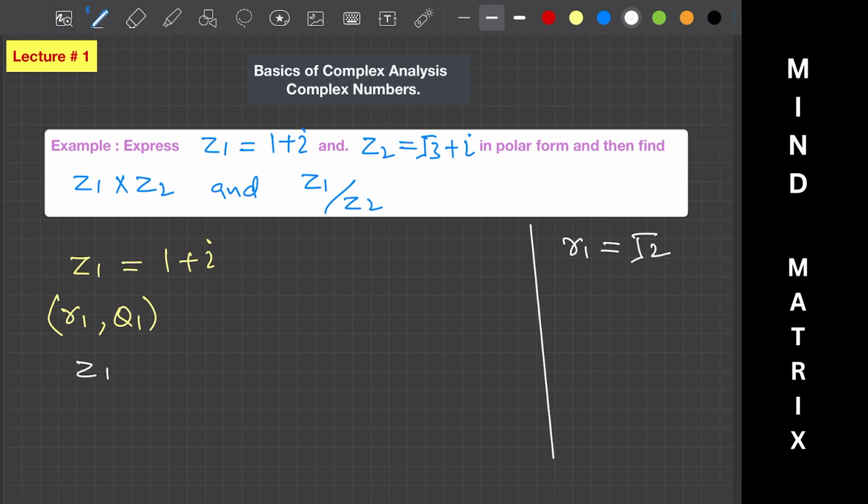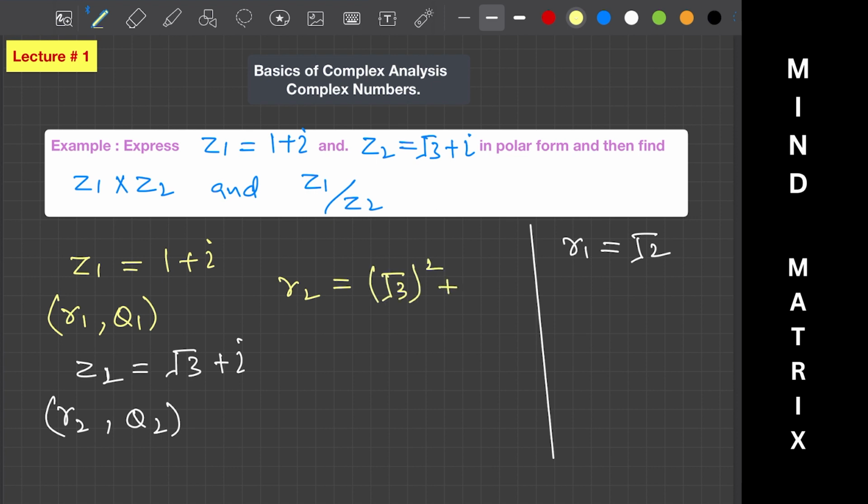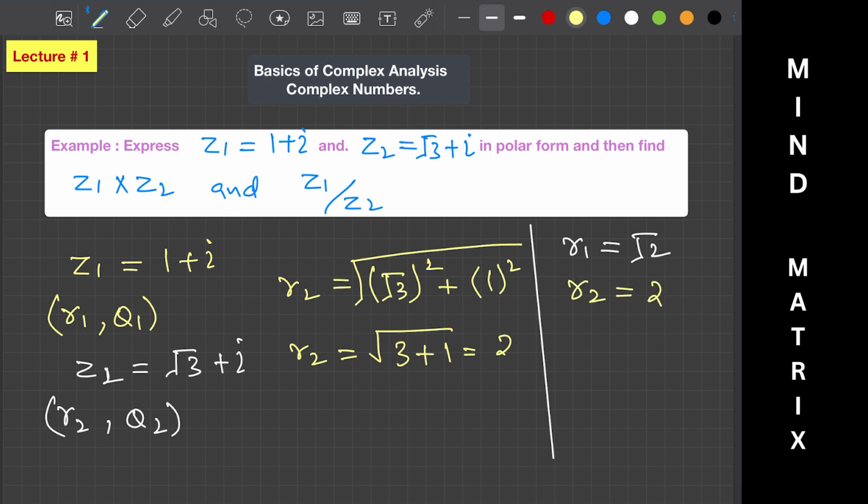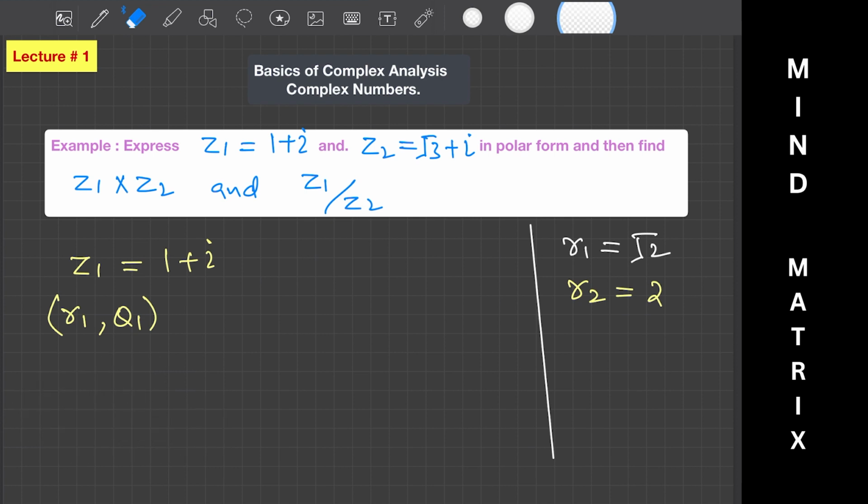Similarly, we have z2 equals under root 3 plus iota. So we are going to find r2 and theta 2 from this complex number. So for r2, we have real part of this complex number square, under root 3 square, plus imaginary part of this complex number square, so 1 square, whole under root. So r2 equals 3 plus 1, whole under root. So that's equal to 2. Let me write it here.